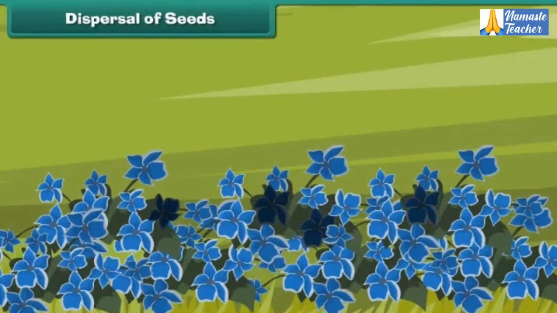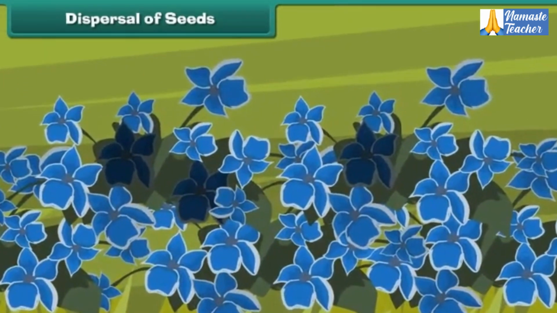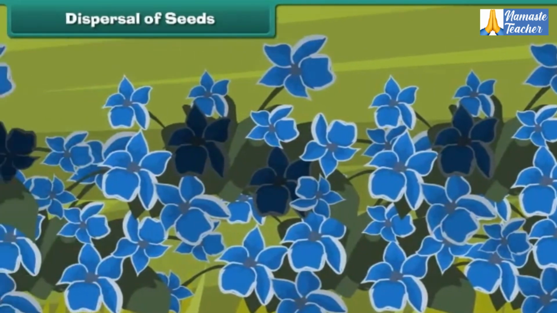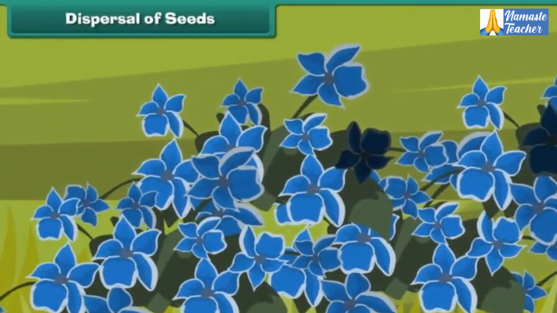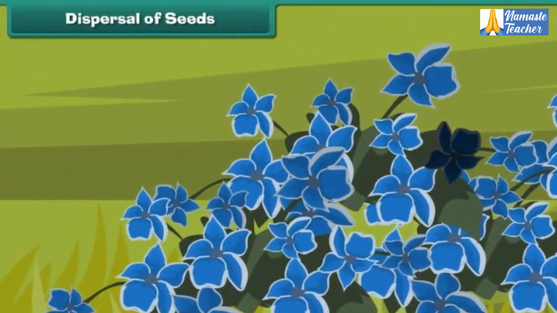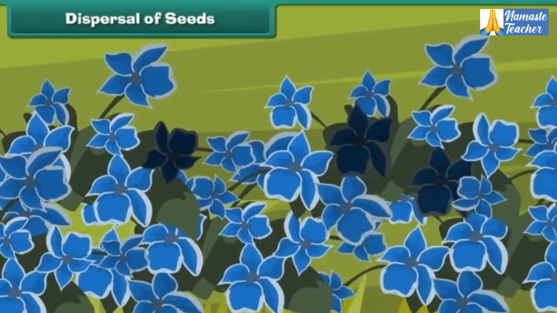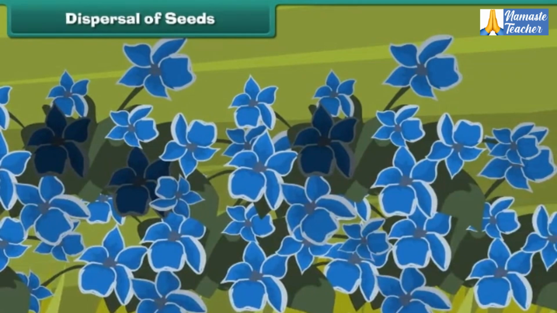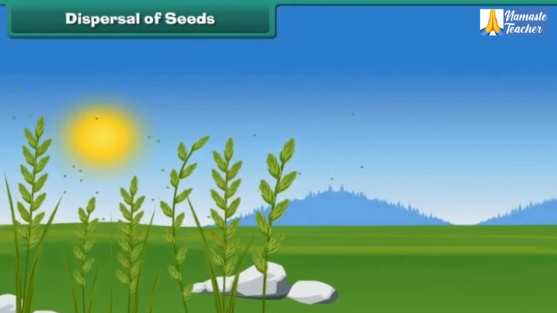Dispersal of seeds. What will be the condition of an area where all the seeds are grown near the parent plants? There will certainly be a shortage of space, water, minerals, and sunlight. So all the plants will not grow properly. Most of them will naturally die. So it is necessary that the seeds of plants should be scattered over large distances.